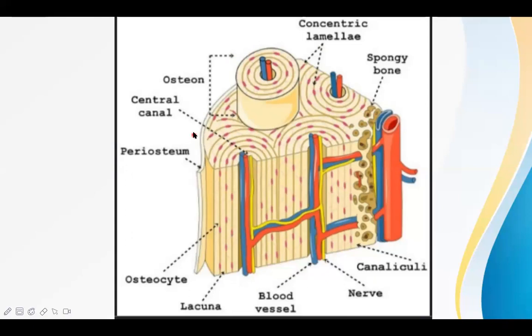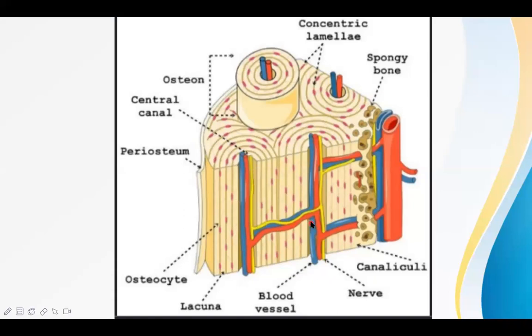Now, the central canal at the center of the osteon is called Haversian canal. This is Haversian canal. You can also see it here. Now, these Haversian canals are connected with each other through Volkmann's canal. And in these Haversian canals and Volkmann's canal, we can see blood vessels and the nerves which are passing through.